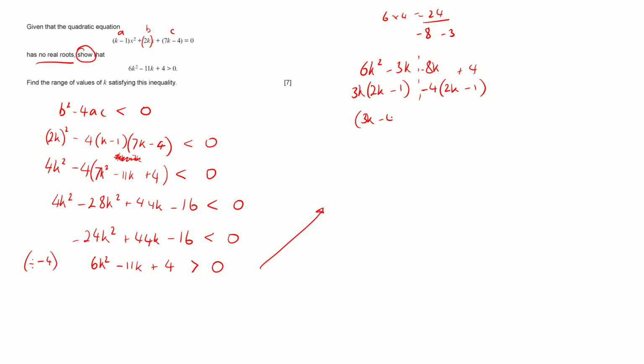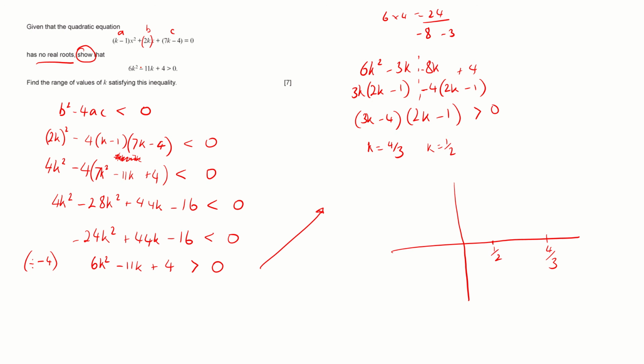So we have 3k minus 4, 2k minus 1, but don't forget that the inequality we had was that it was greater than 0. So we end up with, if I was to rearrange these, k equals 4 over 3 and k equals a half, but they are not the solutions. Those are my critical values. This is where we need to consult the graph. And on this graph, these two critical values of a half and 4 over 3, let's say, are those two positions there. My quadratic of 6k squared, etc., is something that looks a little bit like that.